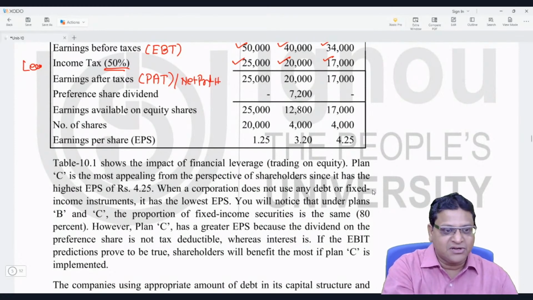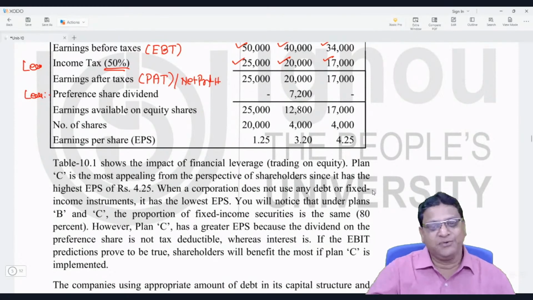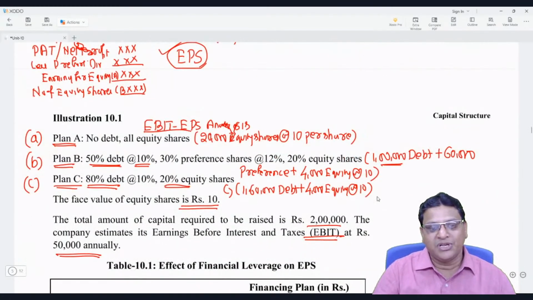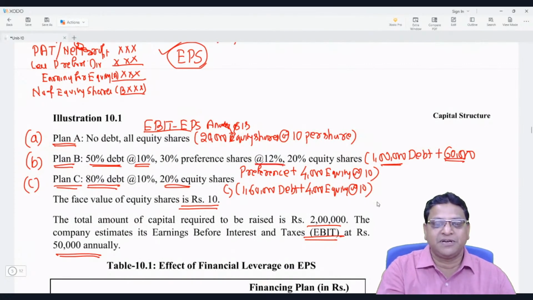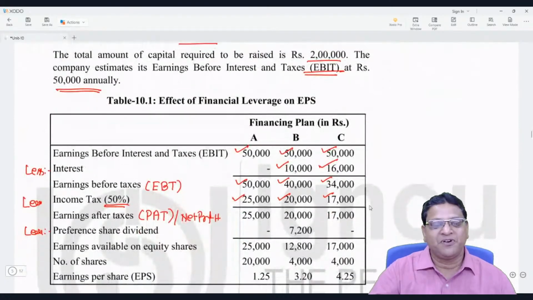Next we will deduct preference dividend. What is preference dividend? Preference dividend will occur in that plan where you use preference capital. Please look at where you use preference capital and what is the preference dividend. In first plan, you do not use any preference capital. But in plan B, you use preference capital. How much preference capital? 60,000 rupees preference capital. What is the preference dividend rate fixed? The preference dividend rate fixed is 12%. 60,000 into 12%, it comes to 7,200 preference dividend.